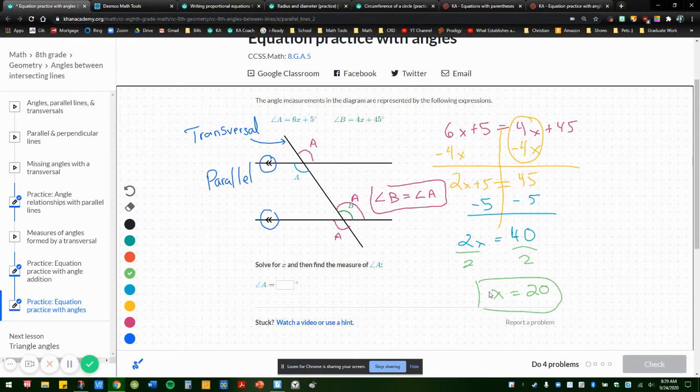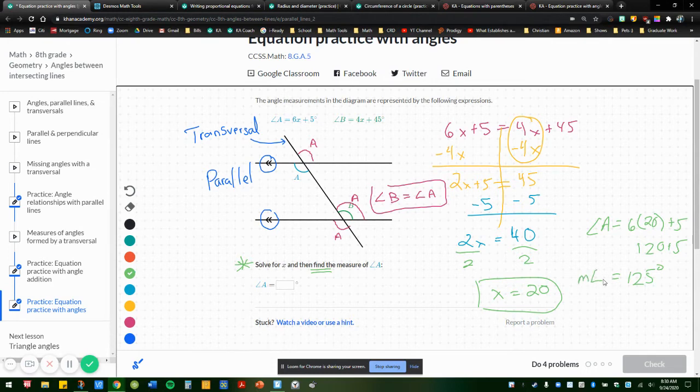Now, that might not be my final answer. Oh, yep, look, here's the question that we need to answer. I know that x is equal to 20, but it says solve for x and then find the measure of angle A. So I'm going to plug it back in. Angle A is equal to 6 side by side with 20, then plus 5 after that. So 6 times 20 is 120, plus 5 is going to be 125 degrees.